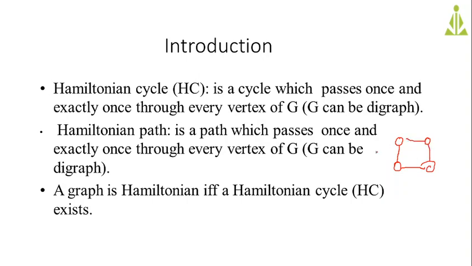We say it is a Hamilton cycle if it starts from 1 and ends at 1 only. Like here, this is a path: 1 to 2, 2 to 3, 3 to 4 and back to 1, starting from 1 and ending with 1. So this is called a Hamilton path. A graph is Hamiltonian if and only if a Hamilton cycle exists. When we can make a cycle, then only we get the Hamilton path, and we can say it is a Hamilton graph.